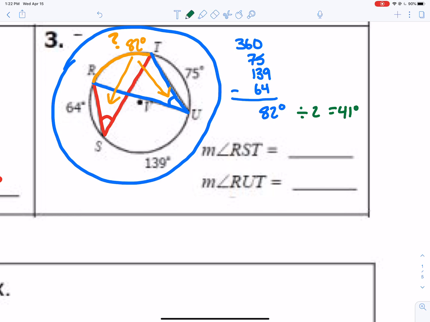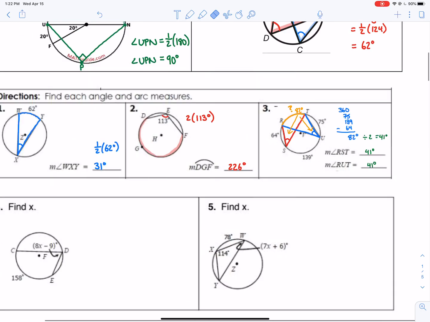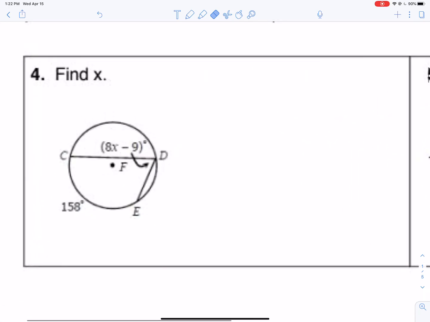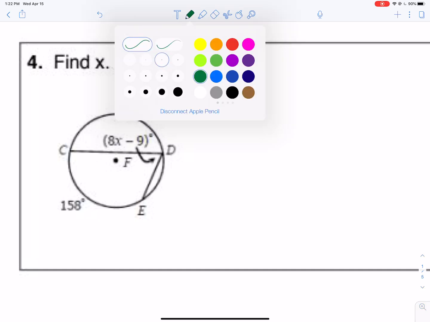Let me make that look a little better. All right, so they're both just 41 degrees. But first we had to figure out the measure of that arc that they both are intercepting. Okay, number 4 says find X. We're given angle CDE. So let's label that.